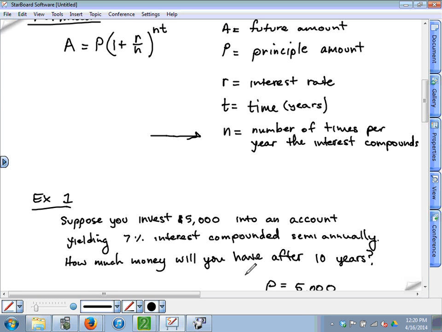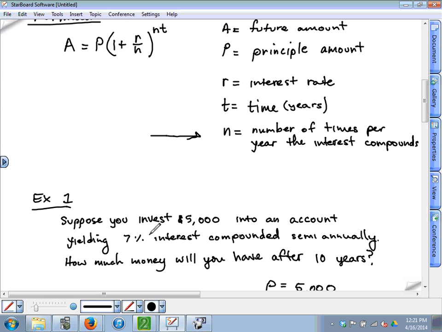Now, you need to understand something about this problem. This makes a lot of unwritten assumptions. Number one, this problem assumes that you make no more future deposits. You make the initial principal deposit and then you just leave it alone. The second thing it assumes is that the interest rate stays the same for the duration of the 10 years, which in the stock market doesn't happen, but if you put it in a CD or something where it just stays in there, then it might have the same interest. So assuming you don't make any more deposits and that 7% interest rate stays the same, how much will you have after 10 years?